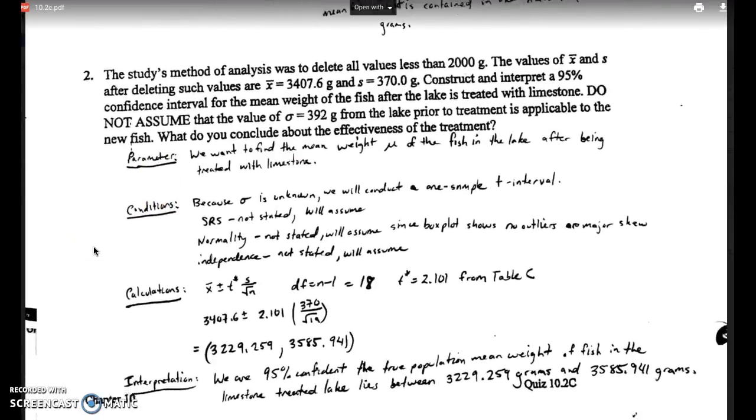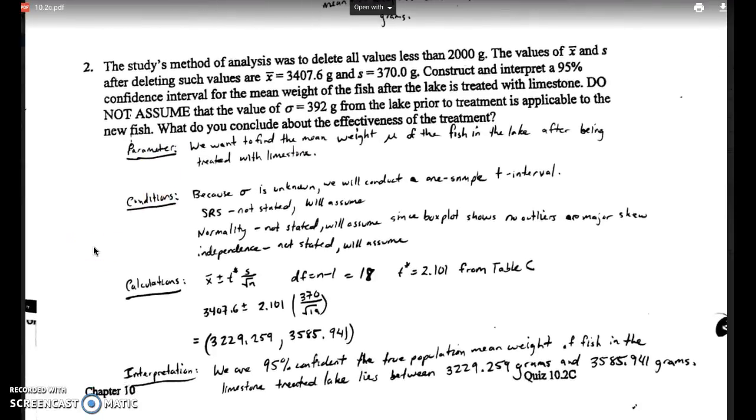For question 2, it says the study's method of analysis was to delete all values less than 2,000 grams. The values of x bar and s after deleting such values are 3407.6 grams for x bar and 370 grams for the sample standard deviation. Construct and interpret a 95% confidence interval for the mean weight of the fish after the lake is treated with limestone. Do not assume that the value of sigma equals 392 grams from the lake prior to treatment is applicable to the new fish. What do you conclude about the effectiveness of the treatment?